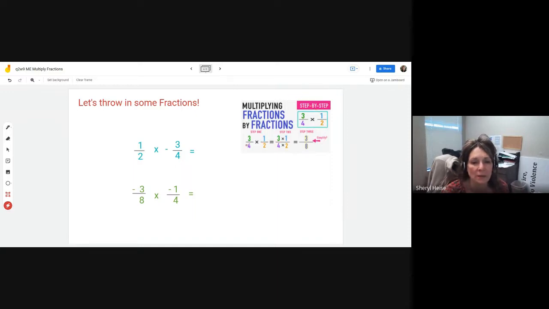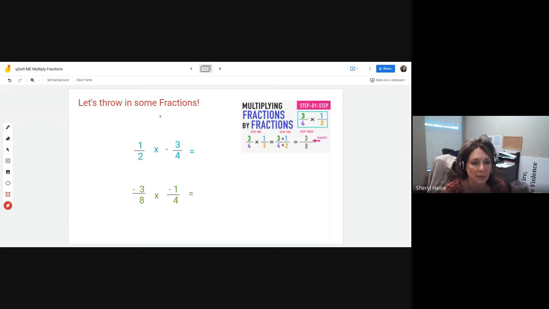Step one, you have to make sure you have fractions. So in this example up here, we get 3/4 times 1/2. We set the problem up. Step two, you multiply your numerators together at the top, and you multiply your denominators together on the bottom. So we multiply straight across. 3 times 1 is 3, and 4 times 2 is 8. Step three, if you can simplify, you do. 3/8 is already simplified, so we're done.